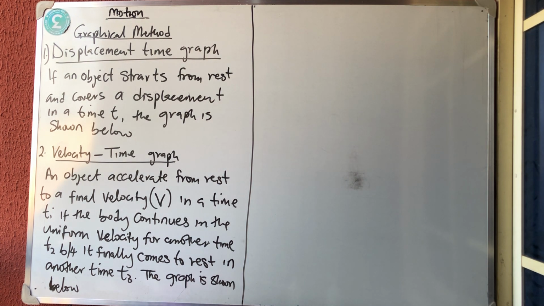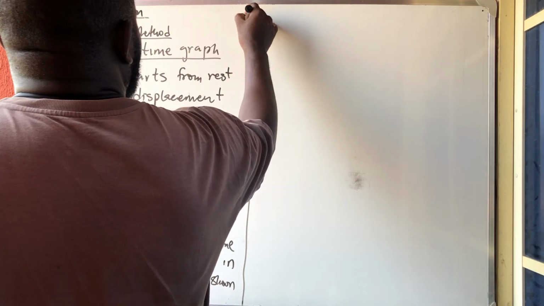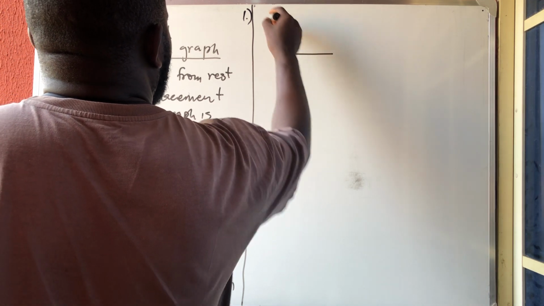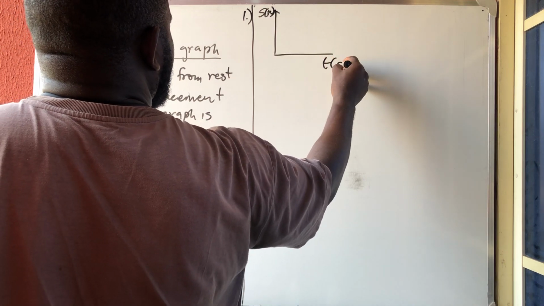We have done solving motion with formula. Let's talk about solving motion with graph. This is why I said displacement-time graph. In a displacement-time graph, it is obvious from the name: displacement, then time. This is displacement in meters and then time in seconds.